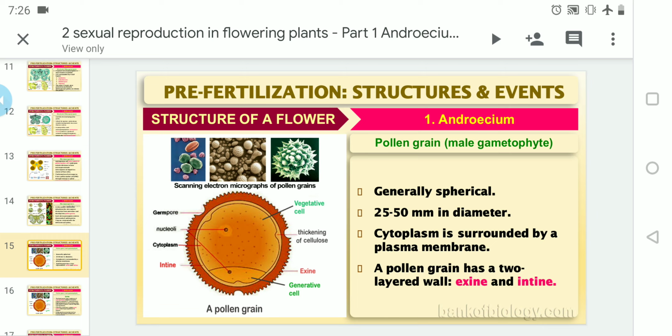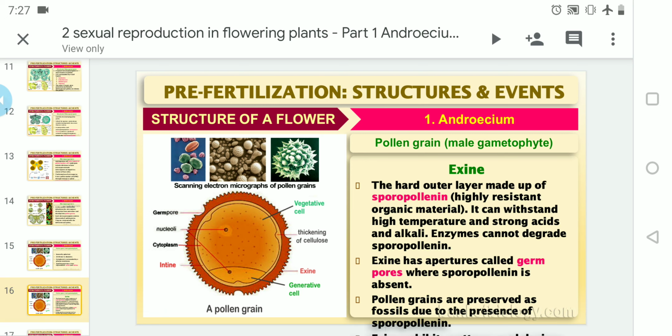And the cytoplasm is surrounded by a plasma membrane. See here, you can see the structure. The cytoplasm is surrounded by the plasma membrane. A pollen grain has a two-layered wall, commonly known as the outer exine and inner intine walls. What is the meaning of exine? It is a hard layer. Actually, the pollen grain is a very delicate structure. It should be protected. For this purpose, the hard outer layer is made up of sporopollenin.